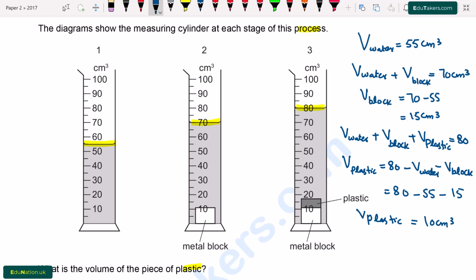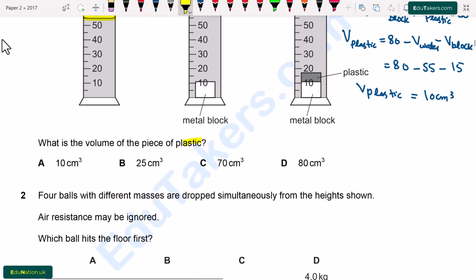Now we see the options. Option A 10 cubic centimeter, B 25 cubic centimeter, C 70 cubic centimeter and D 80 cubic centimeter. From here, option A is correct.